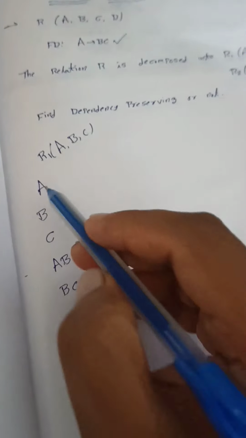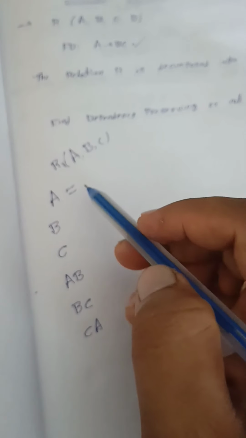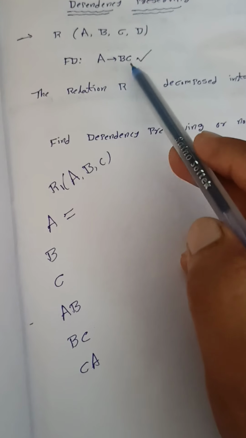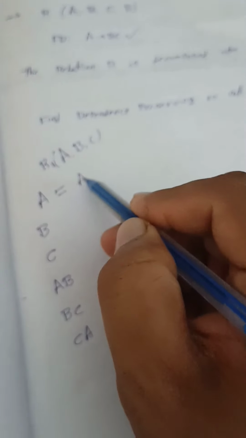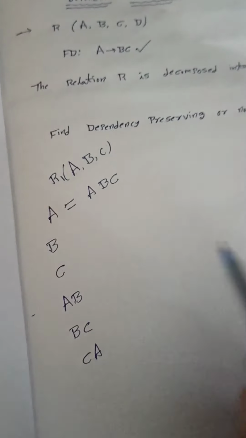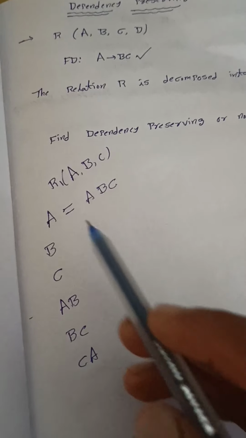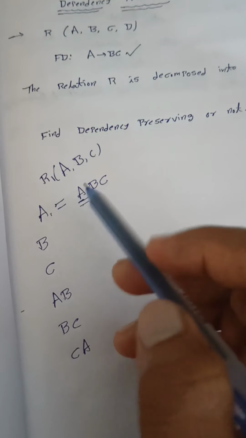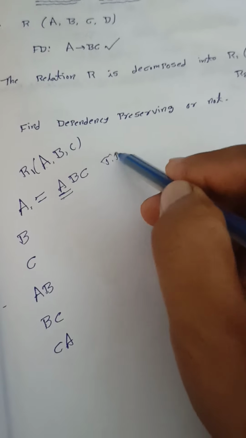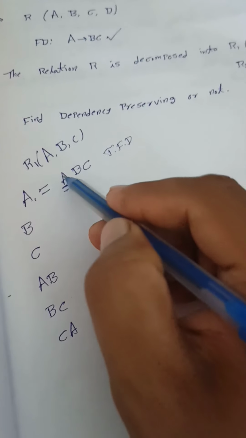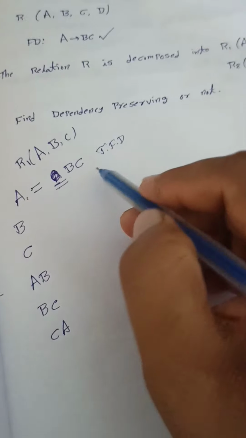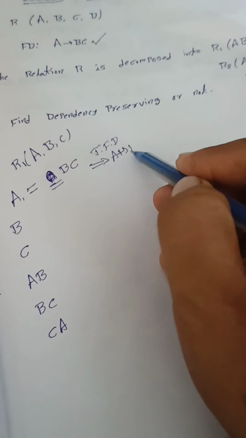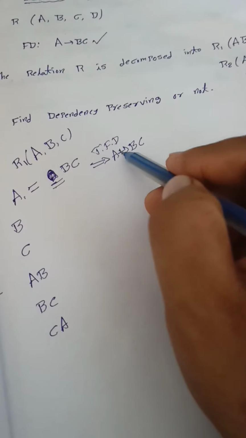First we will find the closure for each subset. What is the closure of A? We already have the functional dependency A implies BC, so the closure of A is A, B, C. Since A is on both sides, the right hand side attribute is available in the left hand side, so that part is a trivial functional dependency, and we will not consider A. So the meaning of this closure is that A derives BC.